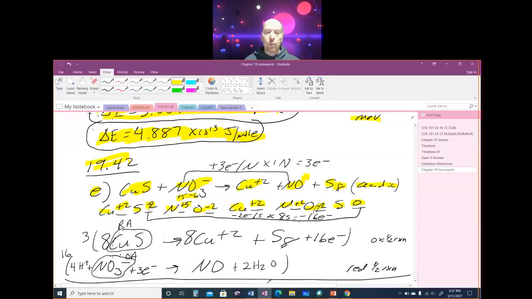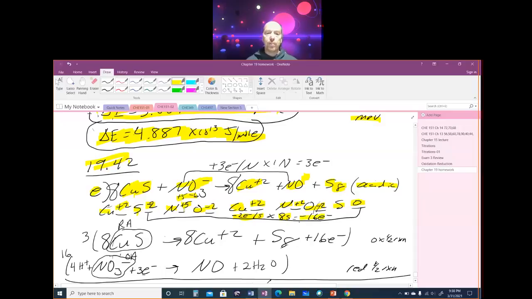So the sulfur is going from a minus 2 to a 0, so that is an oxidation. We're going to lose 2 electrons per sulfur. And when you have your S8 here, that means we're going to have 8 sulfurs. And so we will put a coefficient of 8 in front of our copper sulfide. All right. So once we do that, then we have to put an 8 in front of our copper plus 2 to balance that as well. All right. And so we are losing 16 electrons.